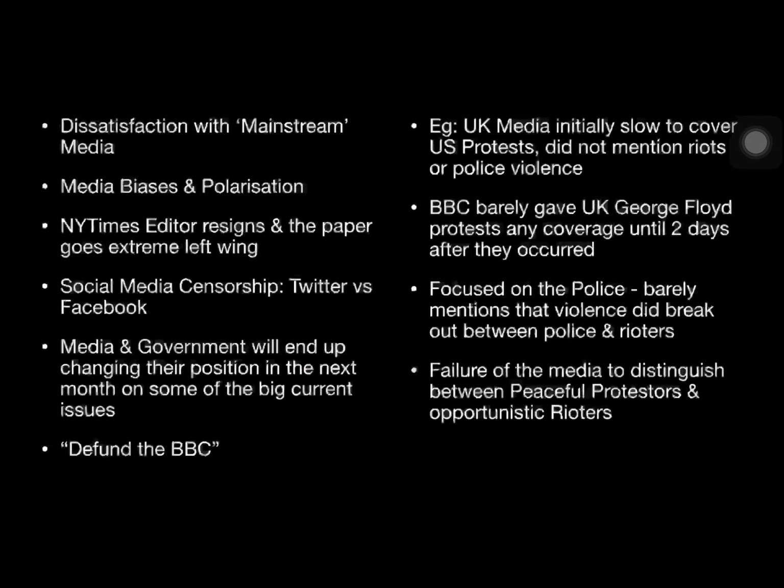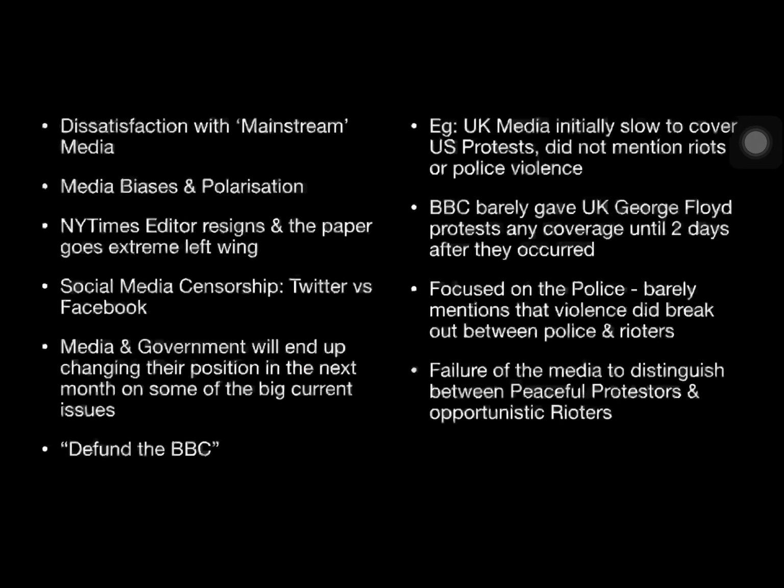A good example of this is the New York Times editor who recently resigned. This person had written an op-ed on the fact that the protests had been partially hijacked by a small minority of violent rioters. And essentially the paper made him apologize and resign, and as a result we've seen the New York Times go to an extreme left-wing position, which is quite strange. It used to be a very renowned, balanced and centrist paper.